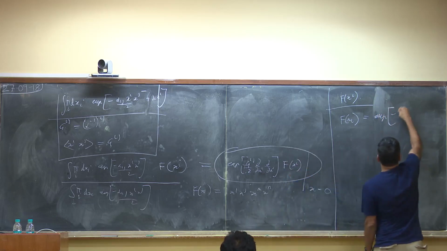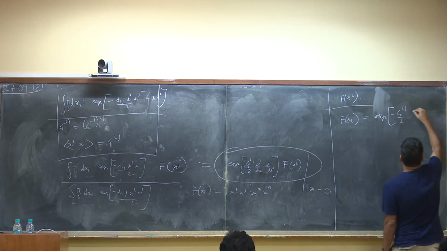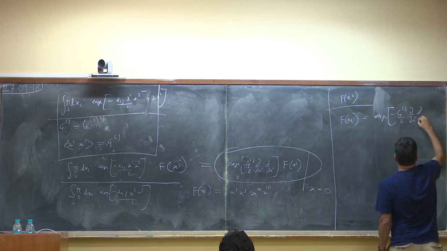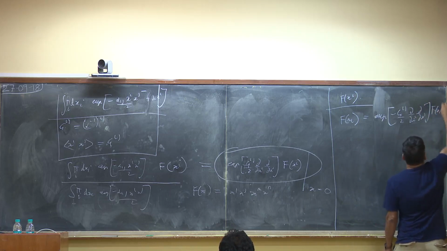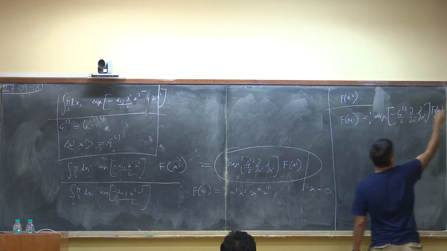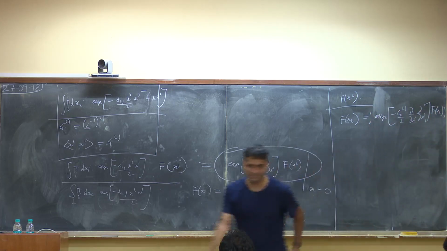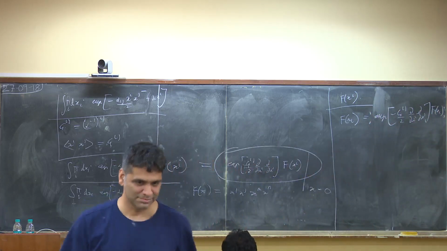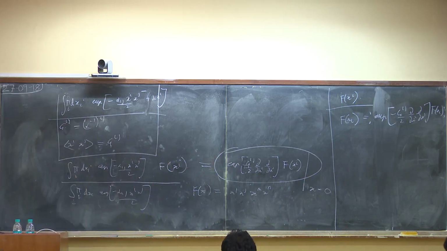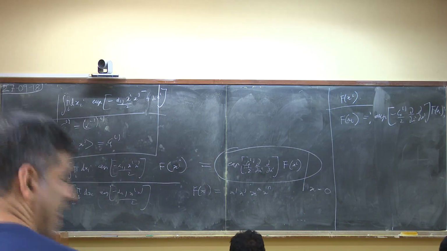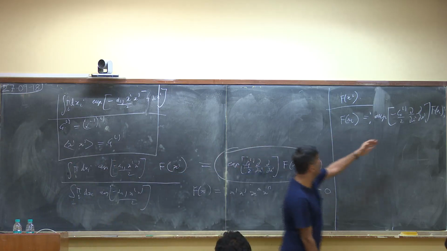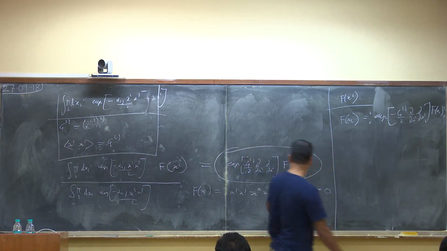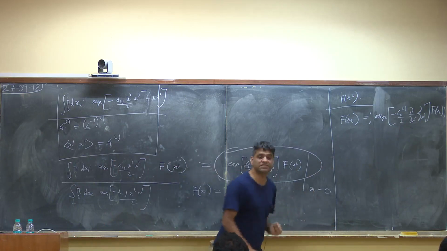exponential of minus gij by 2 del by del xi del by del xj on f of xi, normal order. The only difference between what I've written here and what I've written here is I haven't set x equal to 0.